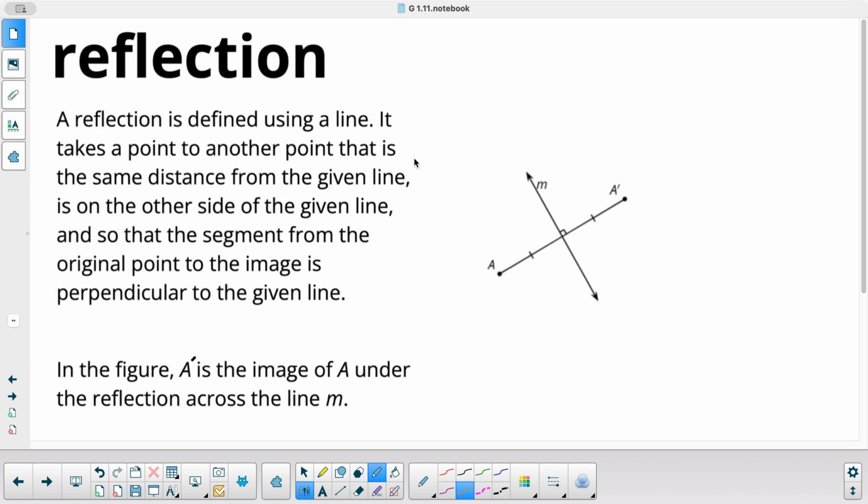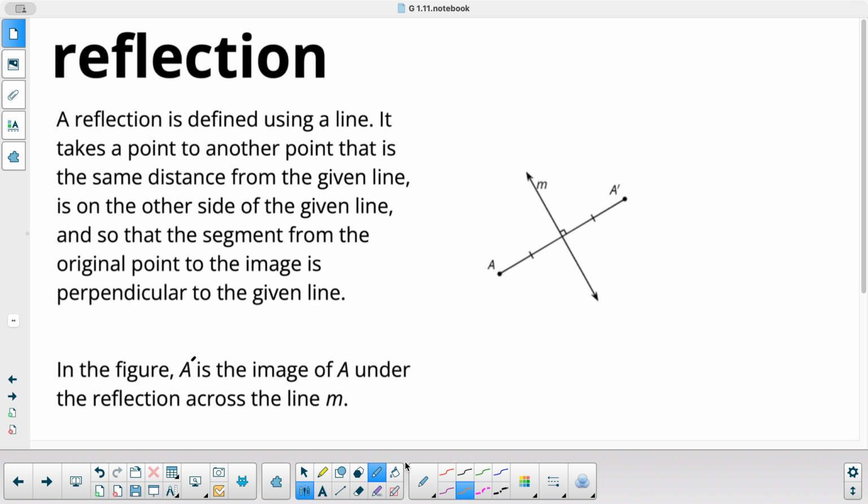All right, a little bit of definitions here. A reflection is defined using a line. It takes a point to another point that is the same distance from the given line, is on the other side of the given line, and so the segment from the original point to the image is perpendicular to the given line of reflection here. So if I look here, figure A prime is the image of A under the reflection across line M.